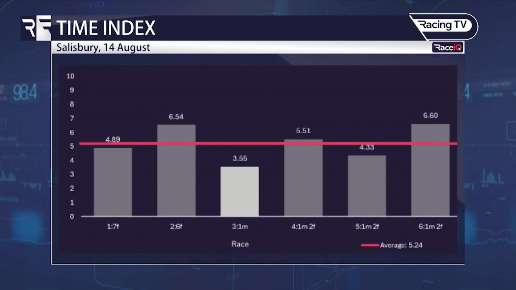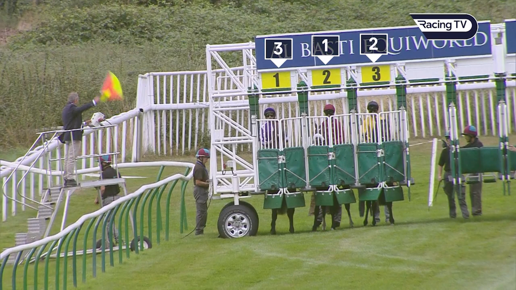The third race, just a 3.55 time index score rated between 0 and 10. The average on the day was 5.24. It really was a low score and a steadily run contest, as you can see from that. So what happened out there according to the sectionals and the Race IQ data? We'll have a look at it.